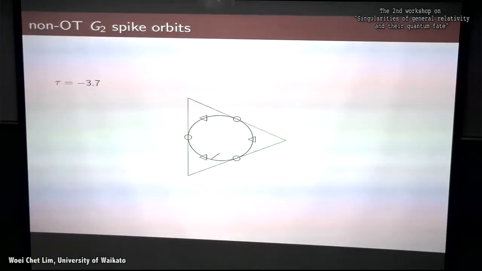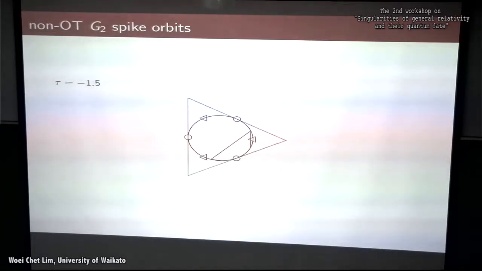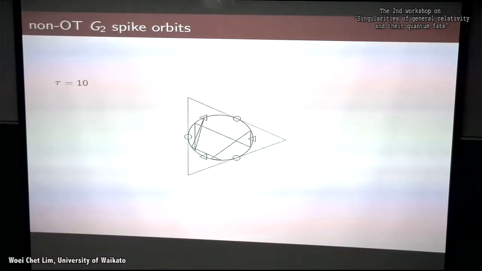Now let's show the non-OT G2 spike orbits. So this is what we see. This is what we would see in an OT-G2 case, the special case, where you get a permanent spike, and it would just freeze like this. But in the more general case, you have an extra set of transitions, which will take you away from this and continue and finish the spike transition. So you end up at the same Kasner point again. Okay?